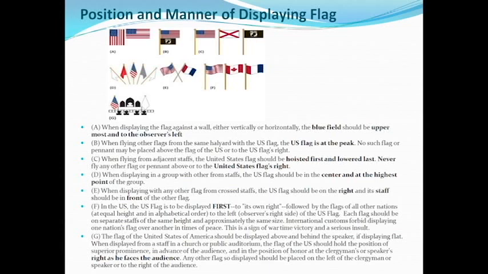Letter F. In the U.S., the U.S. flag is to be displayed first to its own right, followed by the flags of all other nations to the left of the U.S. flag. Each flag should be on separate staffs of the same height and approximately the same size. International customs forbid displaying one nation's flag over another in times of peace, because this is a sign of wartime victory and a serious insult.